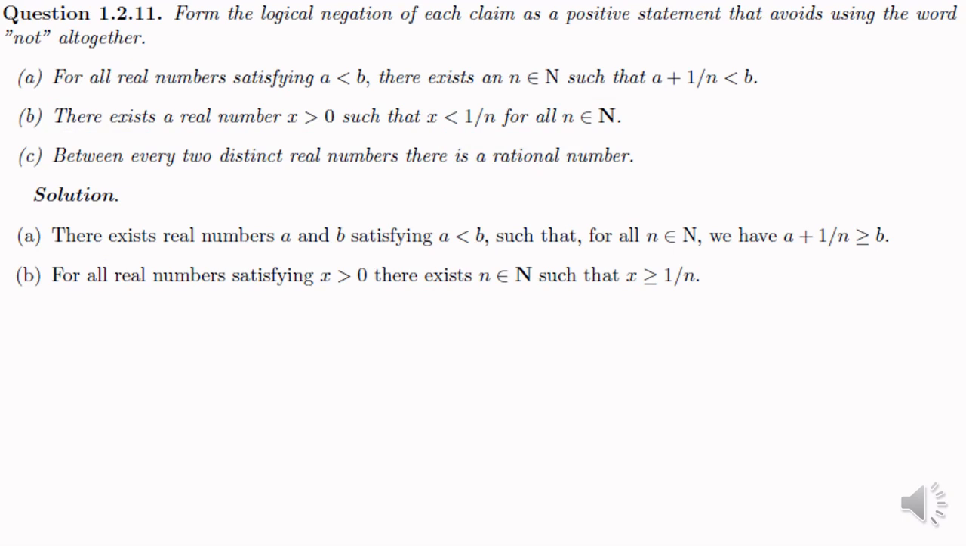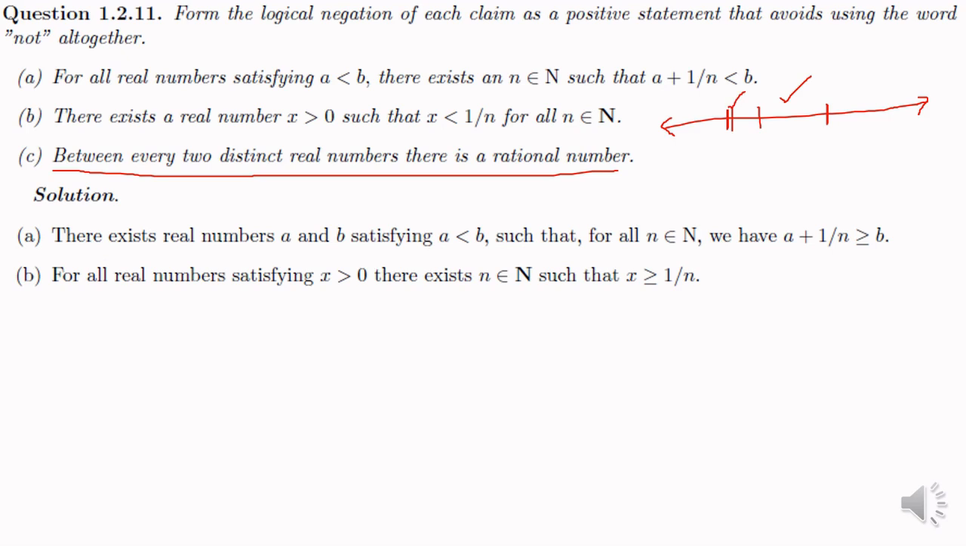Now we will have a look at the last one. Between every two distinct real numbers there is a rational number. Now what this claim tries to convey is that if you take any two real numbers on the number line, between them you can find a rational number, however close they may be. So if I take these two numbers very close, even then you can find a rational number between them. That is what the statement claims.